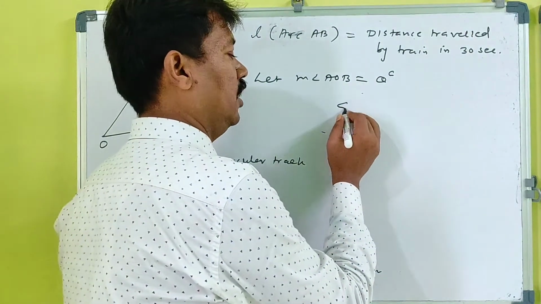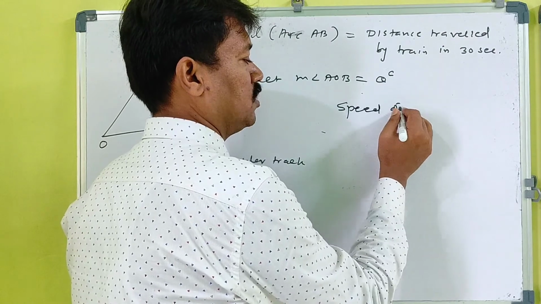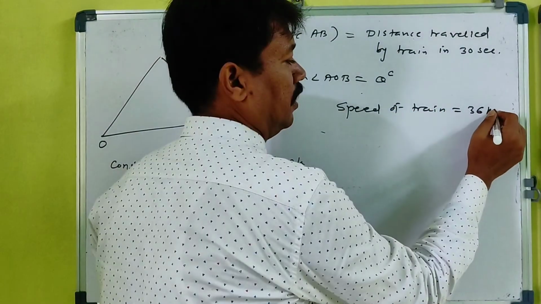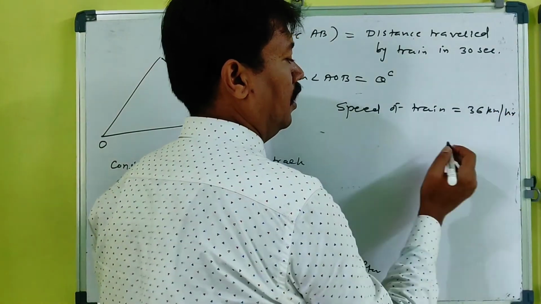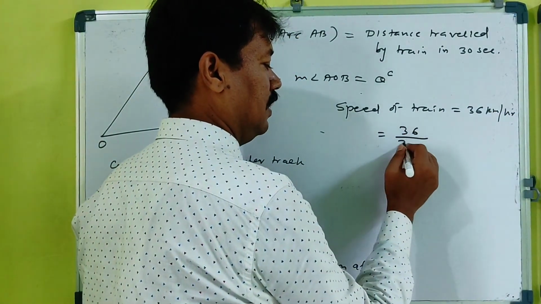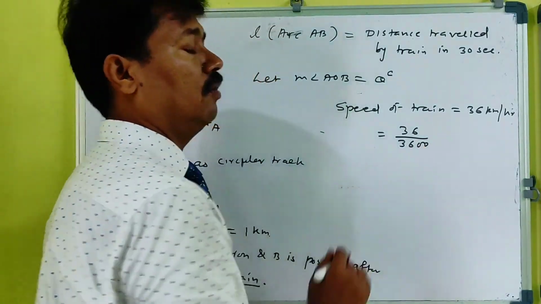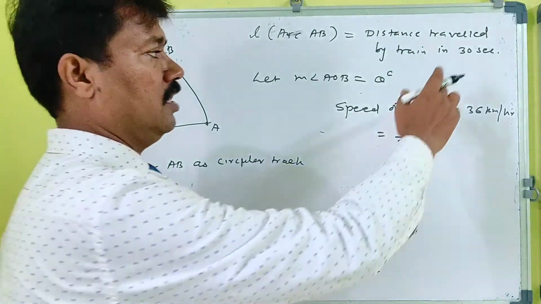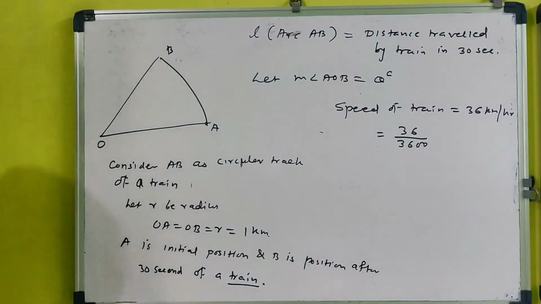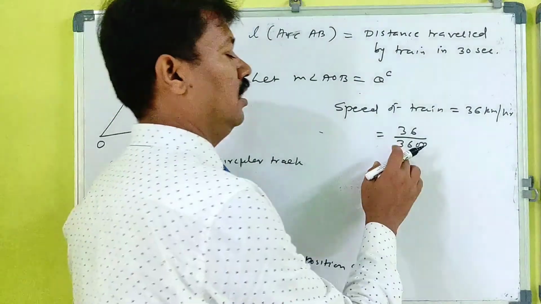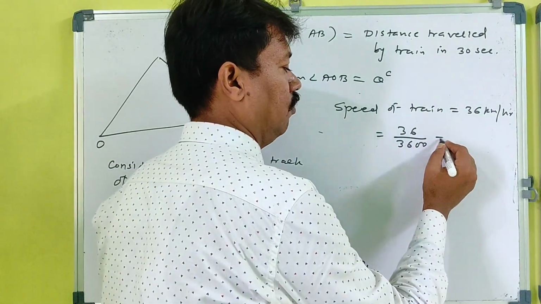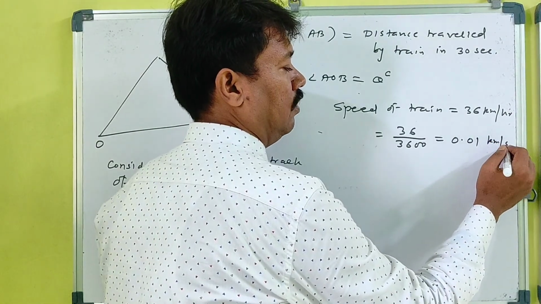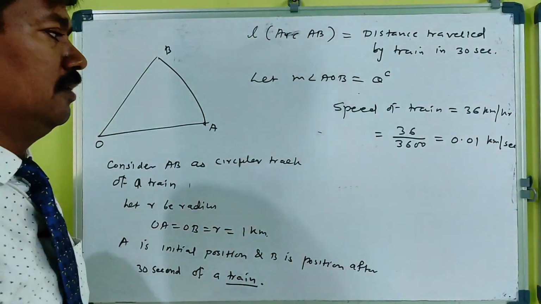So the speed of the train is how much, given to you? 36 kilometer per hour. That is nothing but 36 divided by 3600, as 1 hour is 3600 seconds, because everything is given in seconds. We have to find it in seconds. If we had to find it in minutes we would divide by 60, but here in seconds. Therefore 1/100, which is 0.01 kilometer per second.